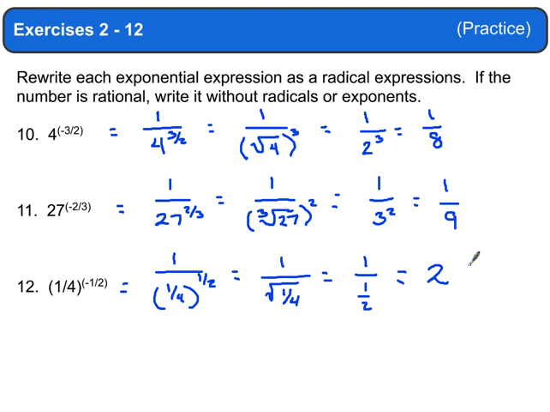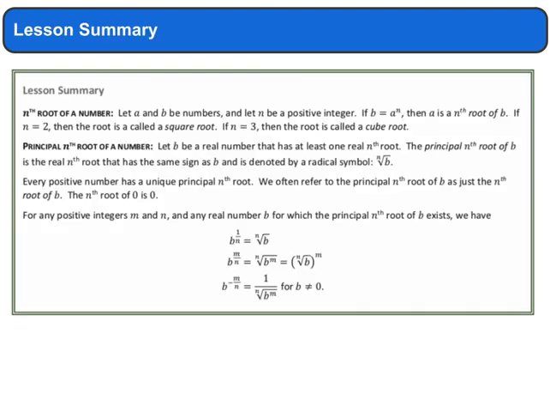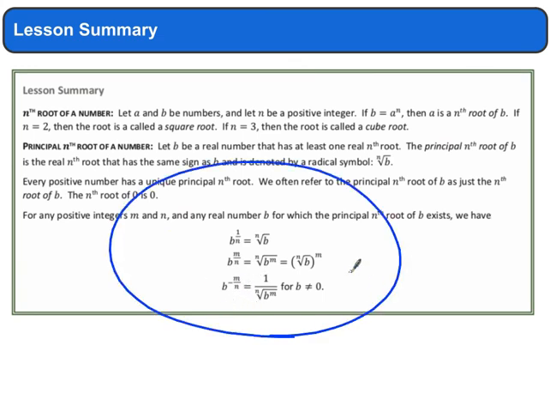So now that ends the given lesson. There is a lesson summary at the end of this lesson if you wanted to be able to see these particular rules that we put into place. Other than that, that would be the end of lesson 3.